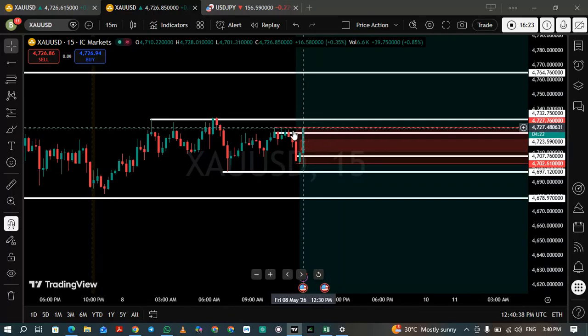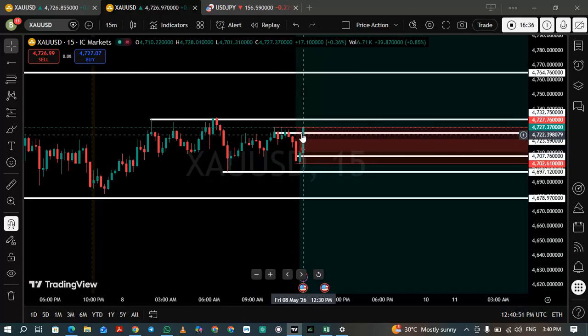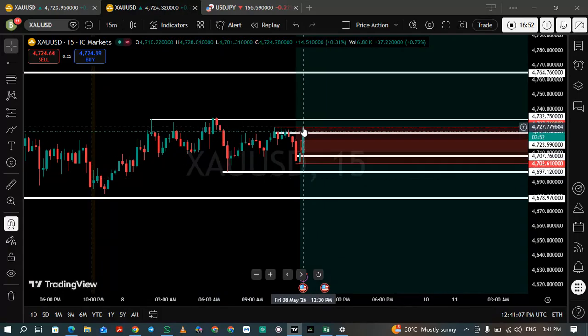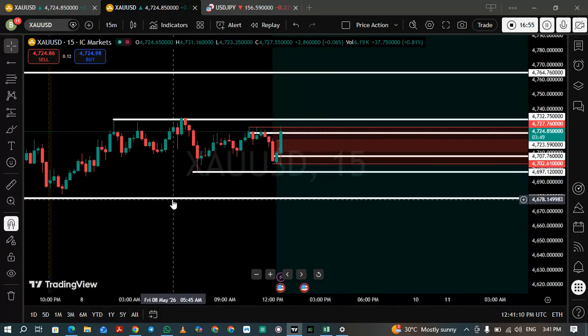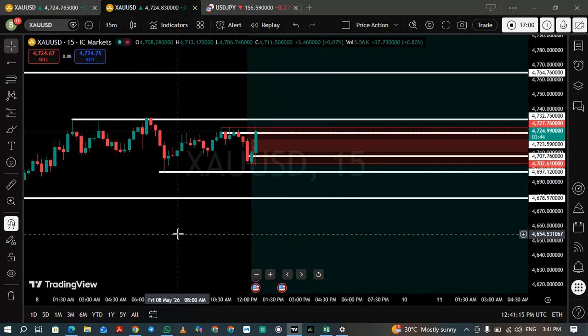And we're stuck in this range here. So if you had a buy stop here, you've already been activated. If you had a sell stop here, you've been activated and liquidated already. So let's see what it decides to do. Let's see the direction it decides to take.